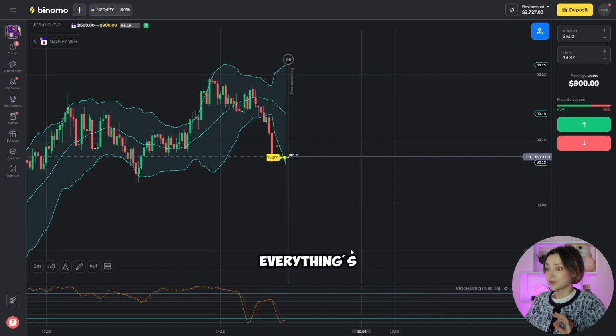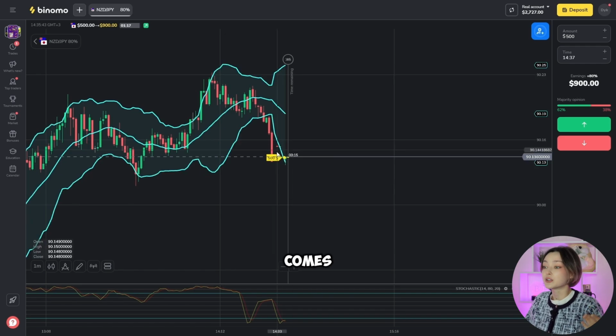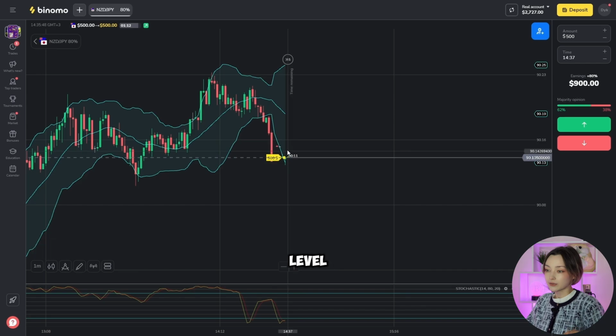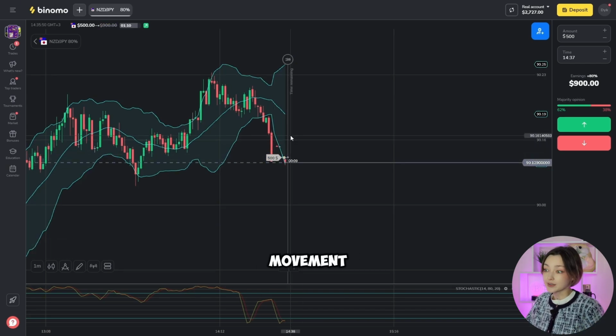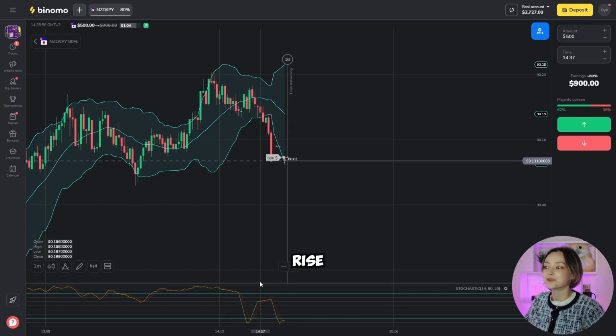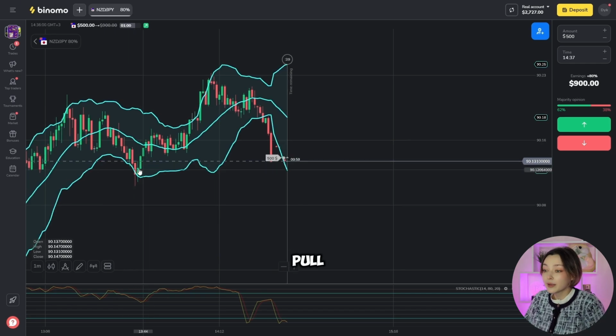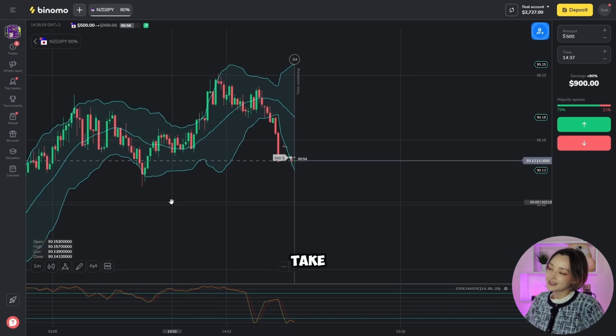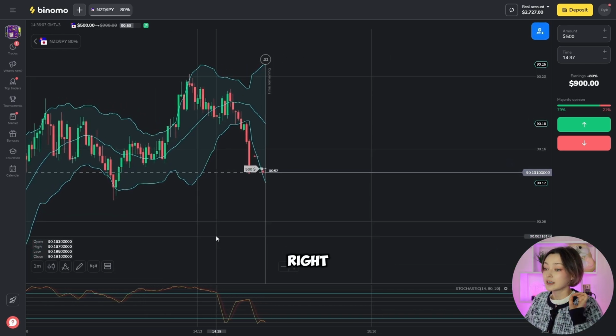In this case, everything's pretty similar. This time the price comes to the lower border of our indicator. The lower border is a support level for us from which I expect an upward movement. Let's take a look at stochastic. Stochastic is in the oversold area. This is a signal for an upcoming rise. As confirming factors, we can see that there is a certain support level here from which the pullback movements can also take place.